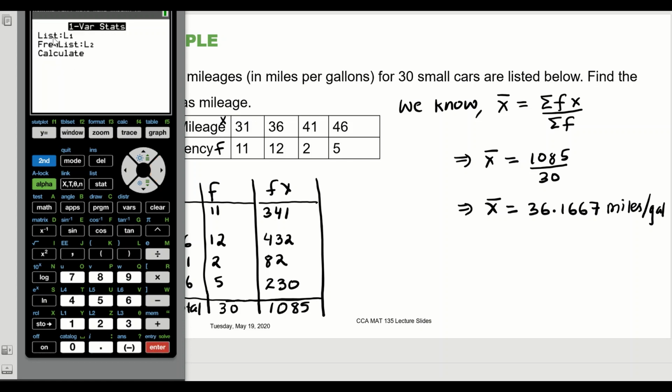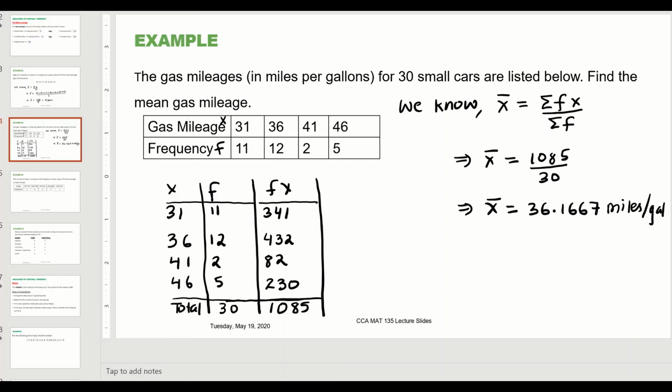Then we have to write the list for the mileage, which is in L1. That is good. Now, frequency is in which list? We have to write that down. In the data that we have entered, it's in list 2, so L2 is selected. Then go down here and hit Calculate. Then we can see that our mean is 36.1667, which is exactly the same as what we have calculated. So we can also find the mean of the data given like this using a TI-84 calculator. That is the second example.